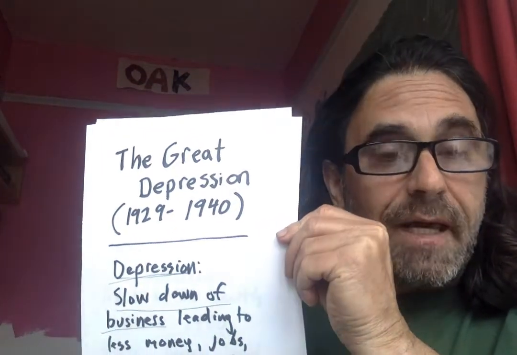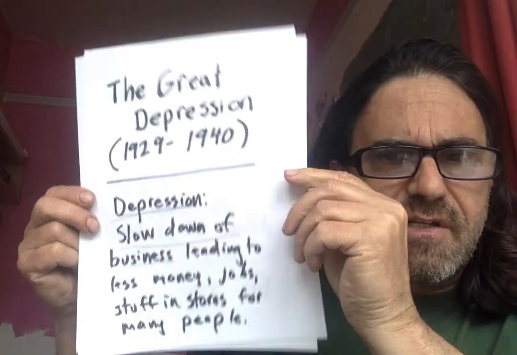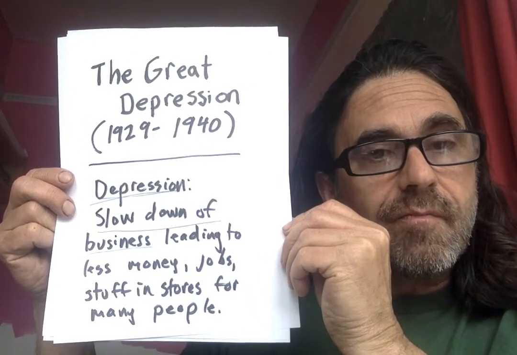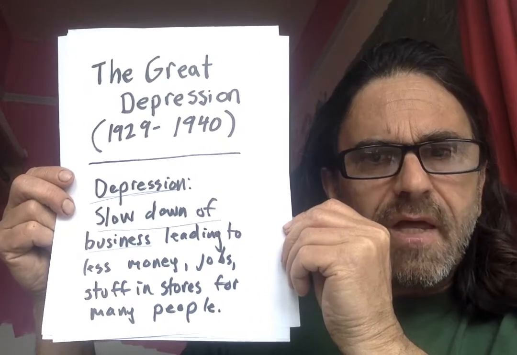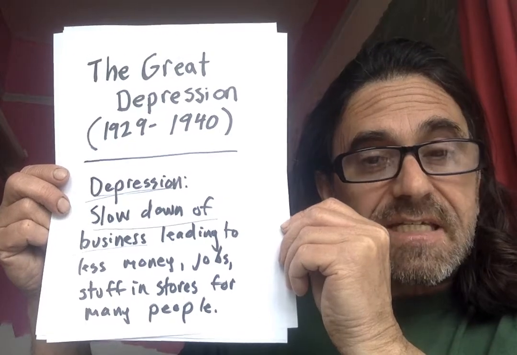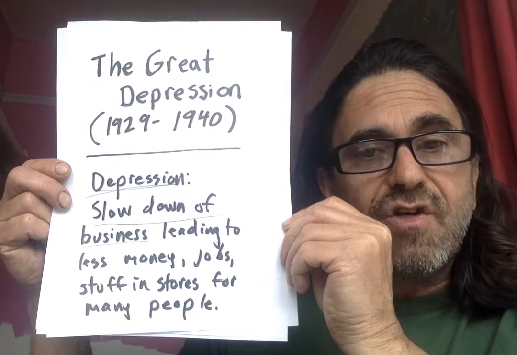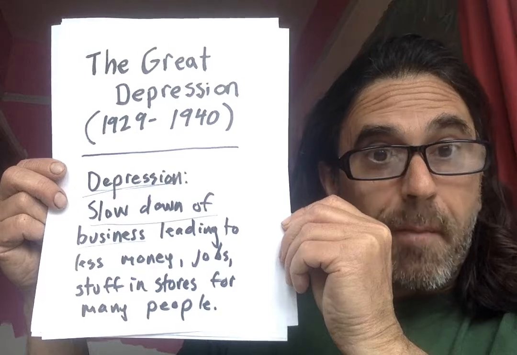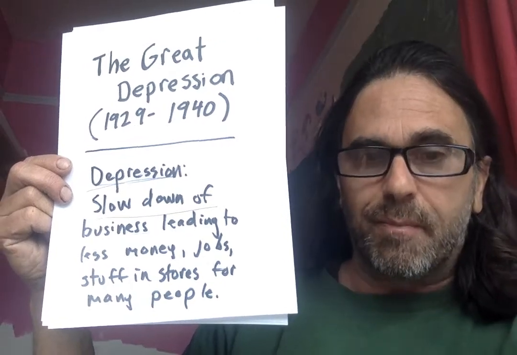Bud Not Buddy takes place in the 1930s, and as you can see, that is right in the middle of the Great Depression. I try to think, how can I explain up front the Great Depression simply? I try to make a kid-friendly definition. It's a slowdown of business leading to less money, jobs, and stuff in stores for many people. Now, not all people. There's still rich people, but many people.